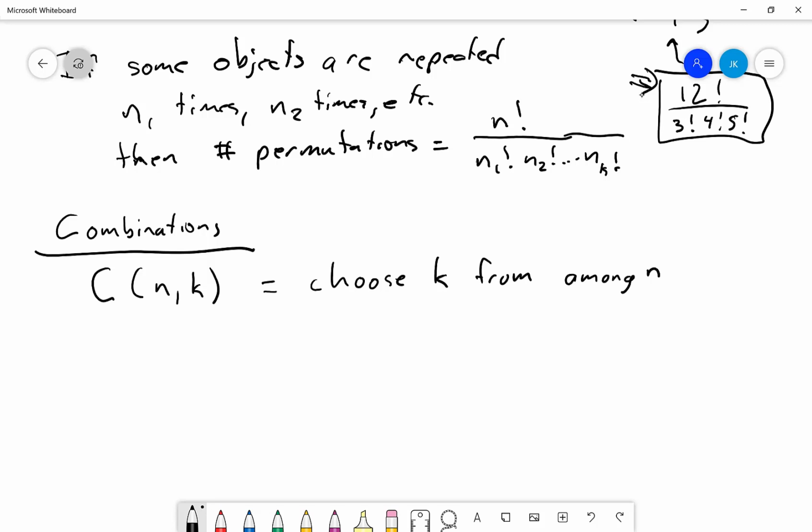You'll sometimes hear this written as n choose k. You'll sometimes see this written as n over k in parentheses. That's the common way that that's written. The other way that you will sometimes see this written is C n k. All of those mean the same thing. It's the way of choosing k from among n different items.